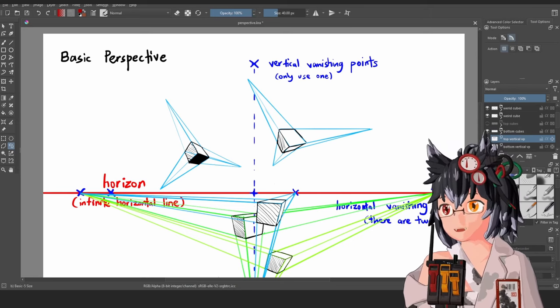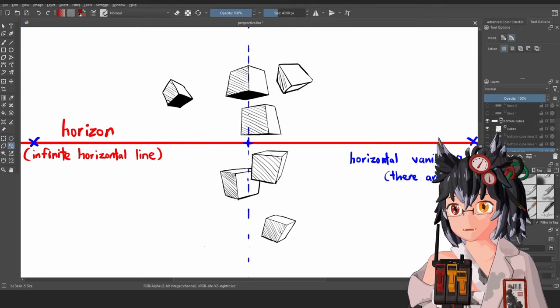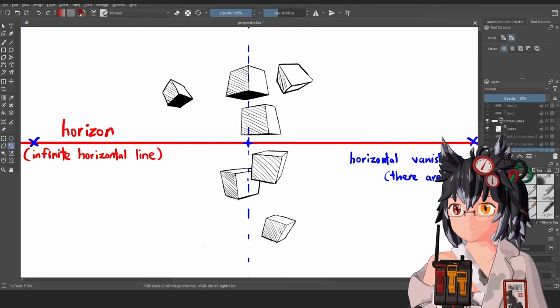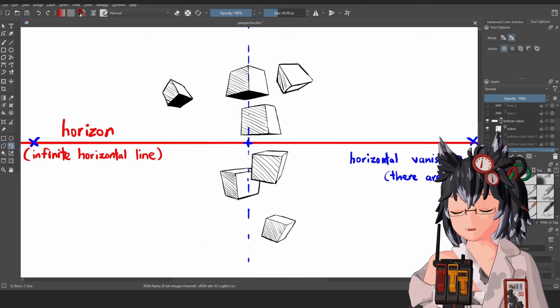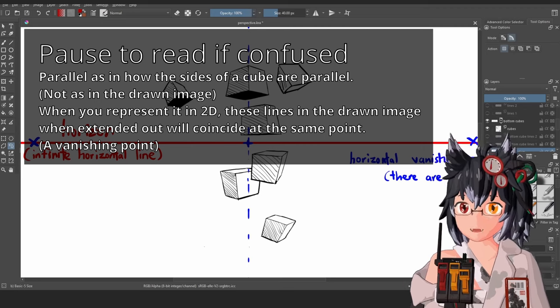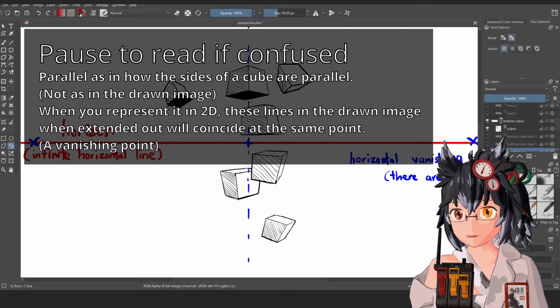Of course, it's tedious to make vanishing points for every little detail, so you can also just freehand it. Just remember that all the parallel lines will have to meet at roughly the same point. And of course, you do have to practice it so you can get a better intuition about it.